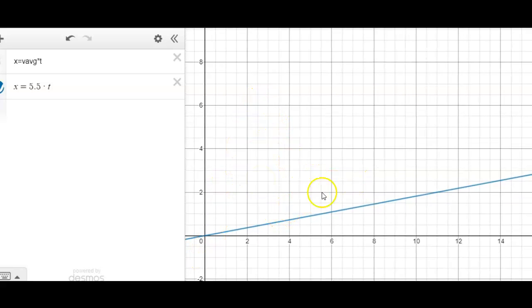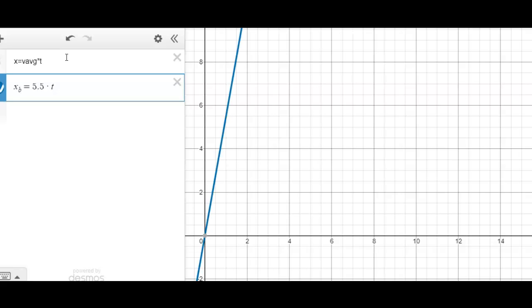It's a lot easier on the iPad to zoom in and out on here. You can also add subscripts. You do that by using the underscore key. So now I can have this as the position of the girl. Okay, so this can be a little bit handy here.